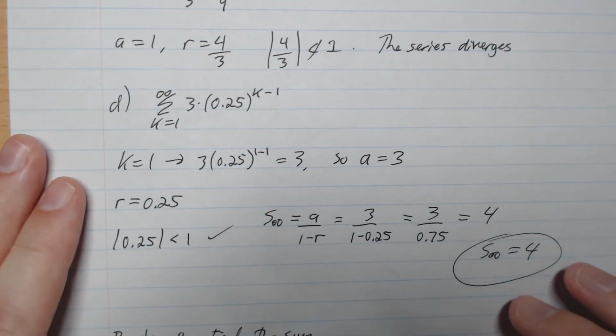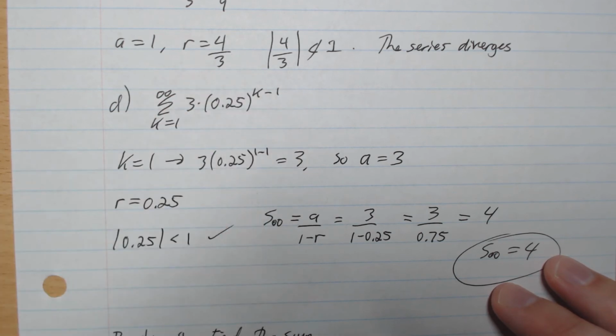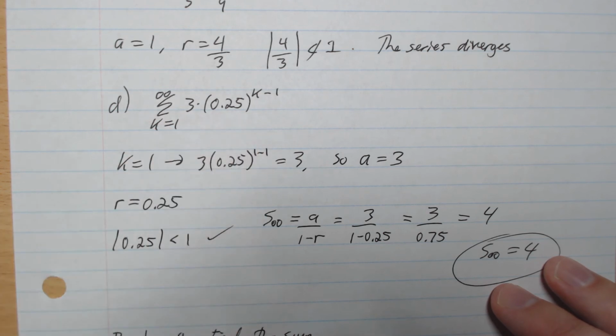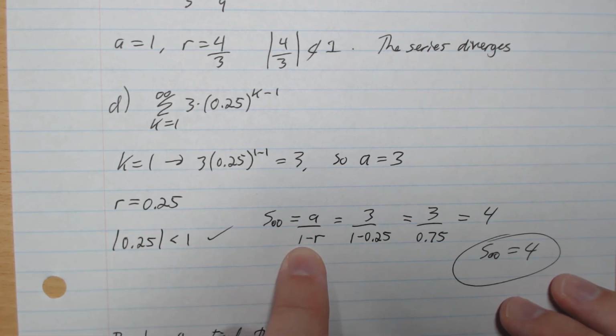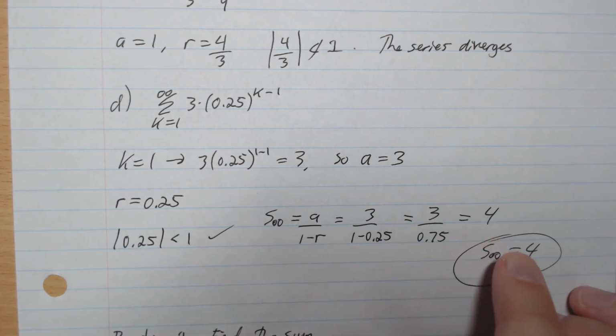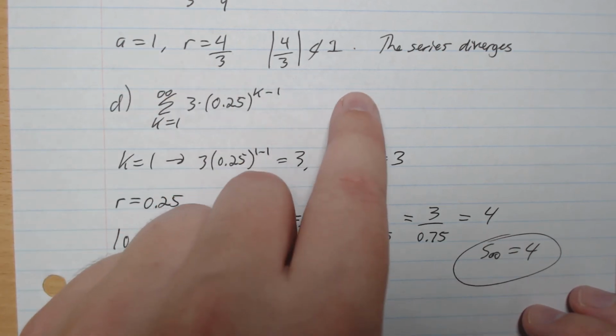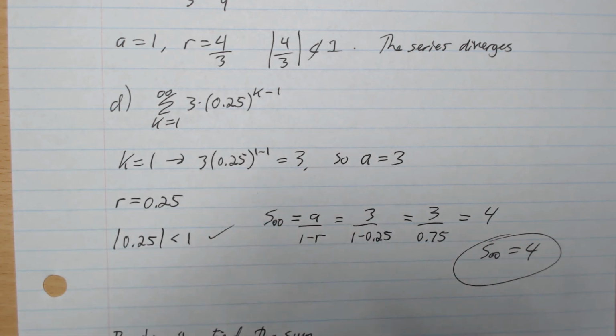Okay, D, here we have our infinite sum. When k equals 1, we get our first term, and that gives 3, so that's our A value. Remember, our r is what's underneath the exponent here in a series. So r is 0.25 like that. It is less than 1 in absolute value, so that's good. So we can plug that into our equation, and that sum gives 4. So this infinite sum equals 4.